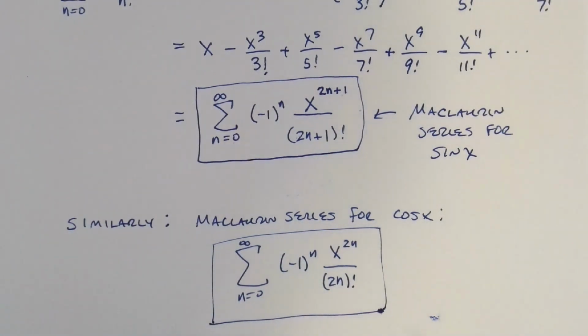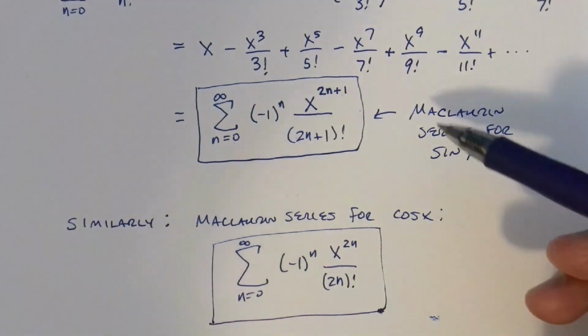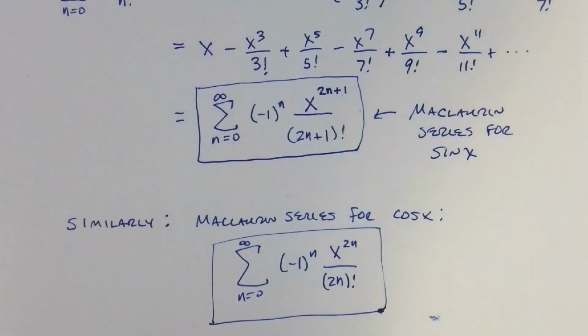Again, both of these power series are convergent for all real numbers. Their interval of convergence is infinite. And indeed, it is true that both power series converge to sine of x and cosine of x respectively for all values of x. So again, very powerful.